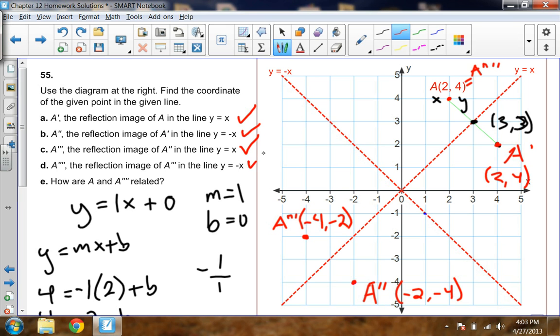So we did that. Okay, how are A and A quadruple prime related? Well, they are the same point. And I don't have any room to write that anywhere, but, well, I'll try it right here. Same point. So we did 1, 2, 3, 4 reflections. And I don't know if they'd ask something like, what happens when you reflect 4 times, whatever.